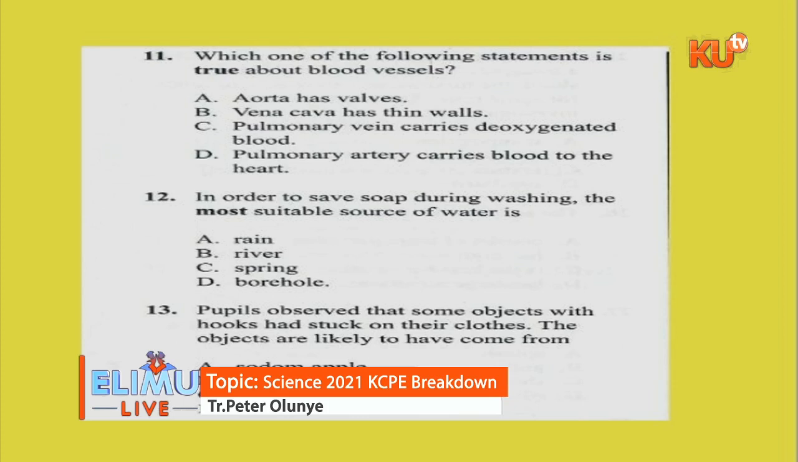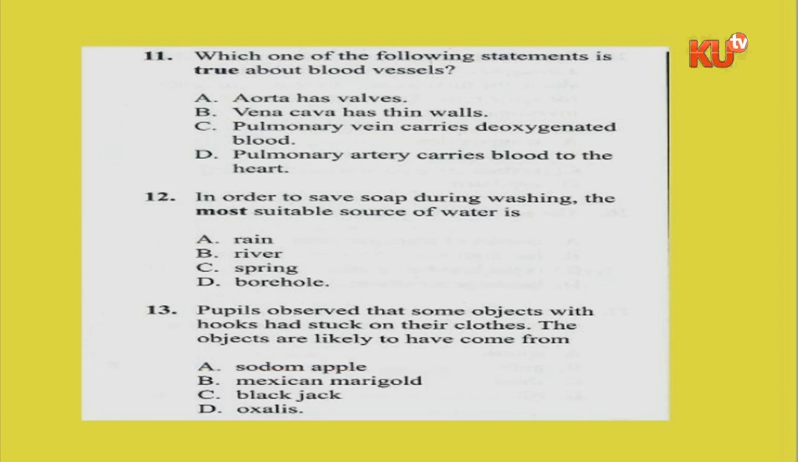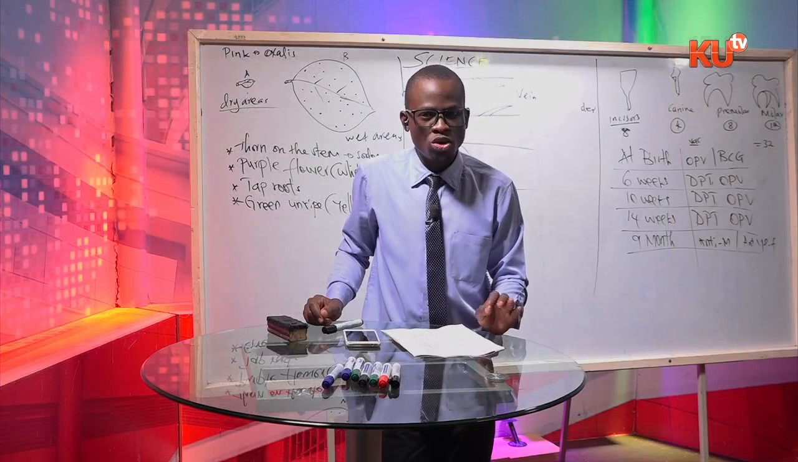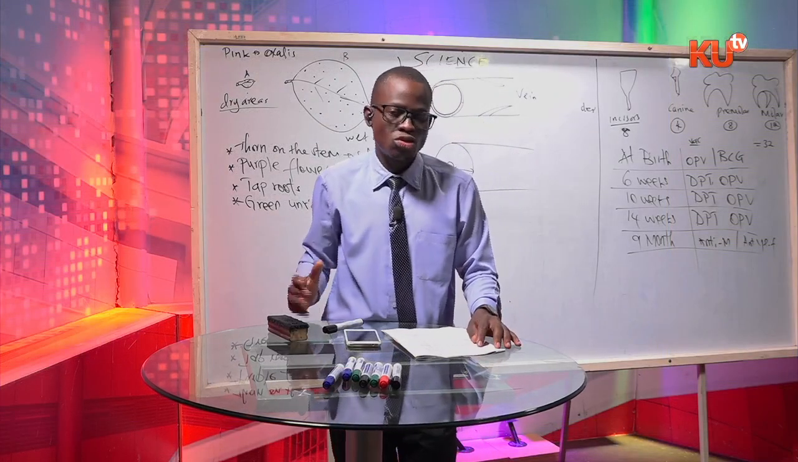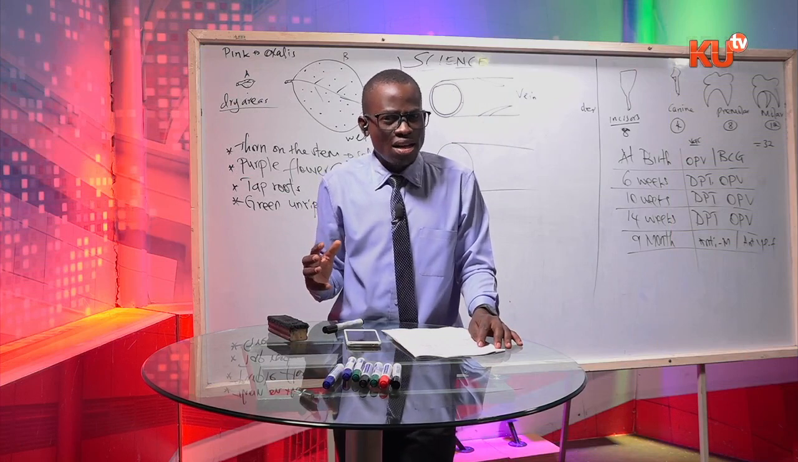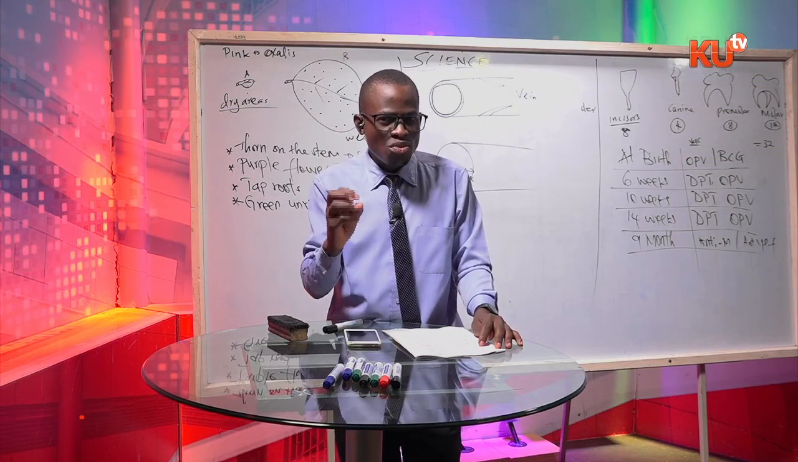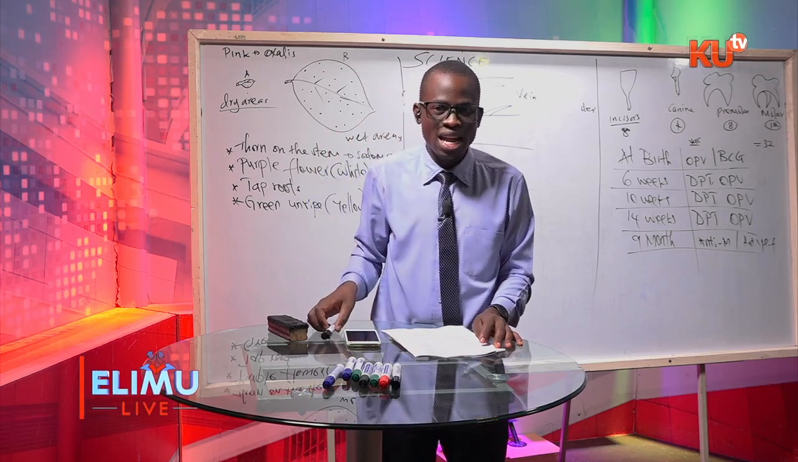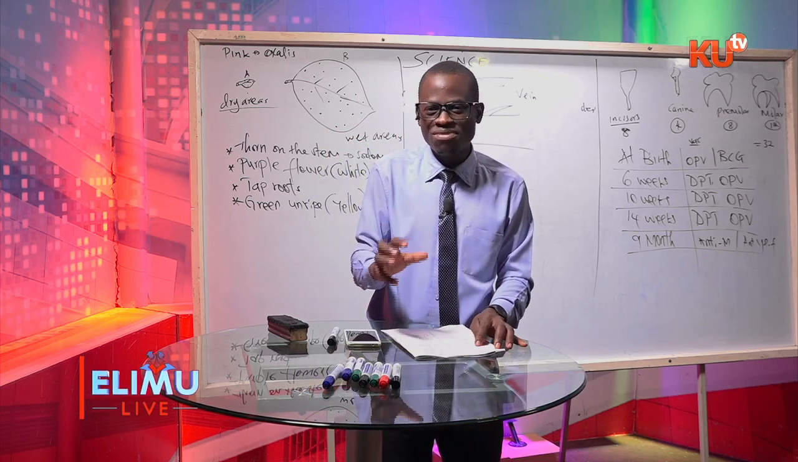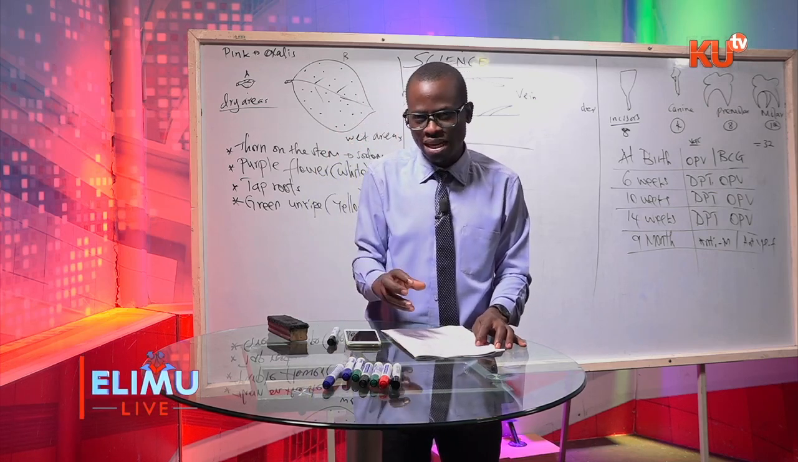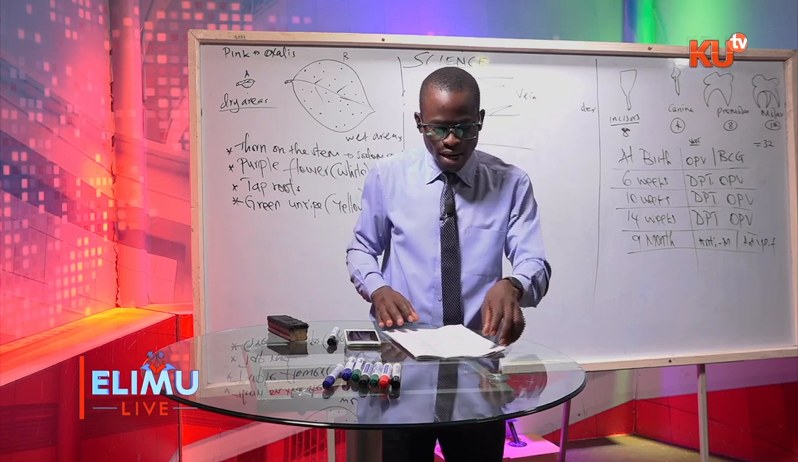Why do you think we removed river, we removed spring, and we removed boreholes? However, boys and girls, be very keen with the books you are reading. Some of the books will talk about spring being soft water, which is yet to be proven. But if you read the primary science, you'll realize that spring is not classified under soft water. So the correct answer, boys and girls, here was rain.